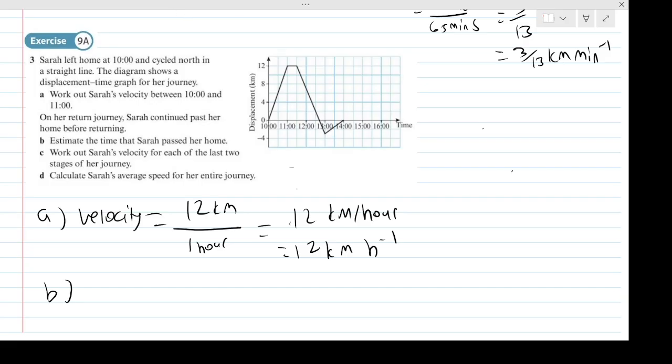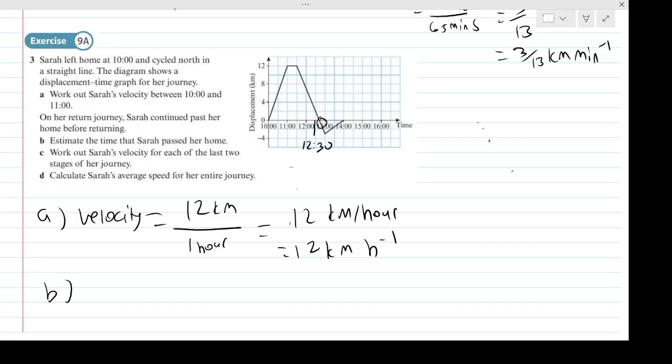Anyway, then in part B, estimate the time that Sarah passed her home. So what time did she pass her home? Well, again, it's just what I said here. It's going to be here, when the displacement goes back to zero. Now, you can spot it's not at 1 o'clock. It's a bit awkward. In the middle here it'd be 12:30, so it'd be 12:45.